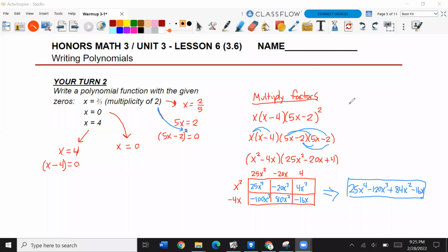All right, you can see my solution over here. I've got my factor set equal to 0, so the 2/5 will become 5x minus 2 squared because of the multiplicity. x equals 0 is just going to be x, and 4 is going to be x minus 4. So if you multiply all of them together, x minus 4, 5x minus 2 squared, and carefully distribute, box, combine like terms, you're going to end up with the following solution over here: 25x to the 4th minus 120x cubed plus 84x squared minus 16x. So if you have successfully done that, you are ready to move on to the next video.